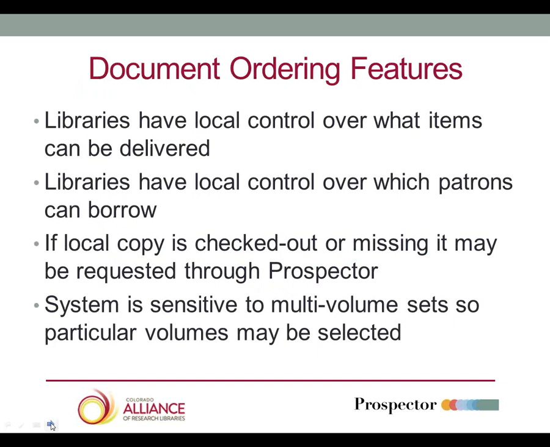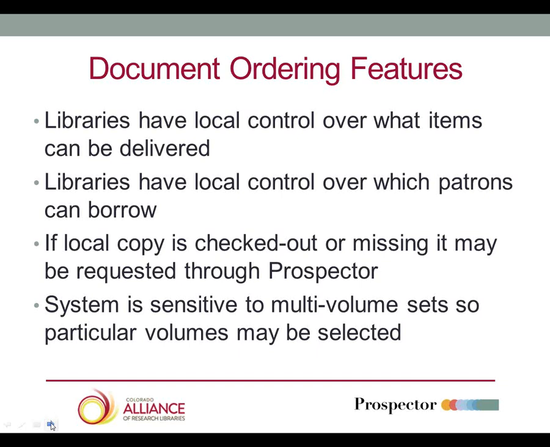Now, I wanted to talk a little bit about policy type things in Prospector. So just so you know, libraries do have local control over what items can be delivered and what items they choose, out of their collection, to lend to other libraries. And these are things that the committees thought about when we originally set up Prospector, and I think they wanted to keep it flexible enough so that libraries can choose to lend the kind of items that they want to lend, and it seems to be working pretty well.